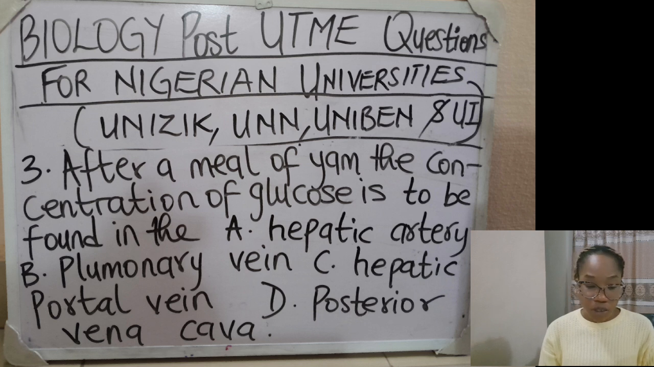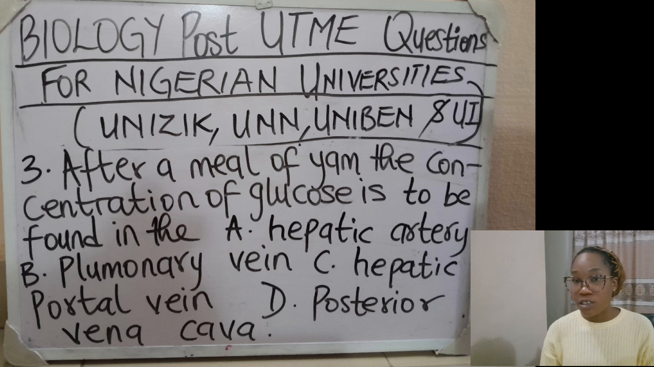So the question here now says, after a meal, the one of course that should have the highest concentration is the hepatic portal vein. Why? Because this is the one that is gotten from the intestine, where the food has just been absorbed, and they are getting the food that has just been broken down into the lowest form, which is glucose for carbohydrates, amino acid for protein, and then fatty acid and glycerol for fats and oil.